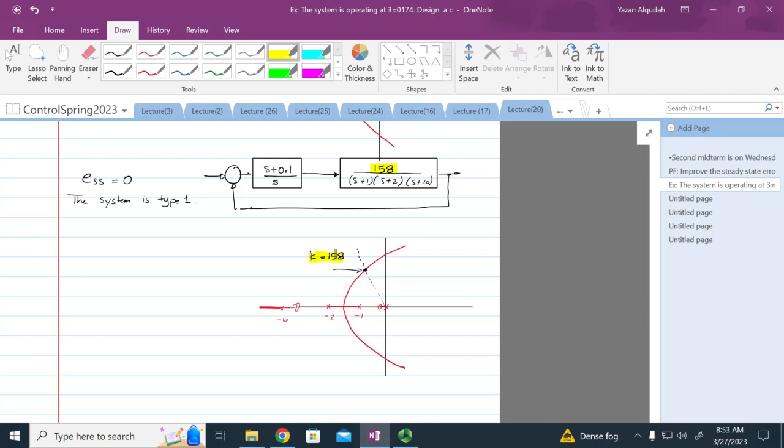But for the time being, I went to MATLAB and I kept moving around the root locus until I found zeta equal to this value, and K was equal to 158. Is that clear, everybody, what we've done?